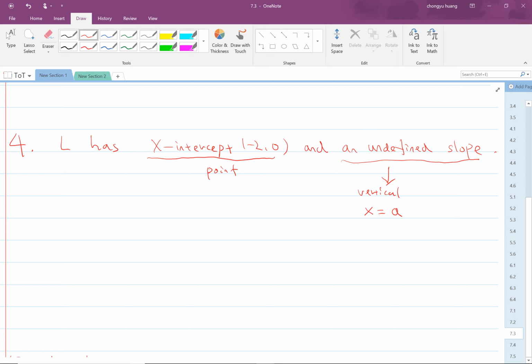Vertical means the equation is something like x equal to a. And you can see we have an x-intercept. The x over here is -2, so the equation is x equal to -2. There's no confusion. Without a doubt, the equation for this question is x equal to -2.